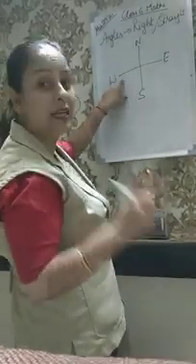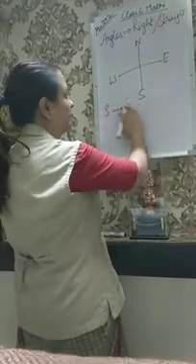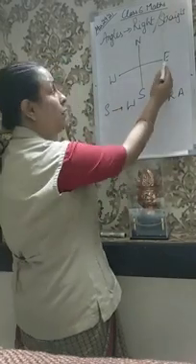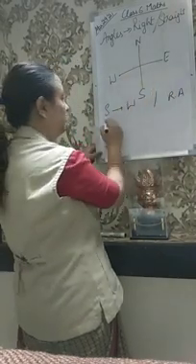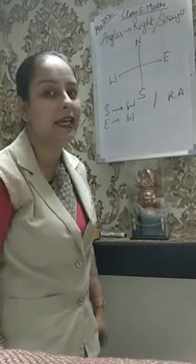So from south to west, it took me one right angle. So from south to west, one right angle. Okay? From east to west, tell me, how many right angles did it take me from east to west? Two right angles.